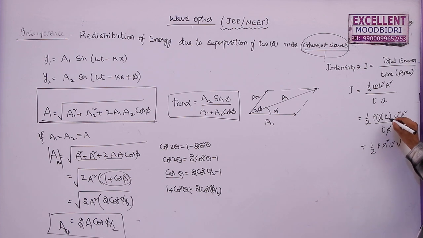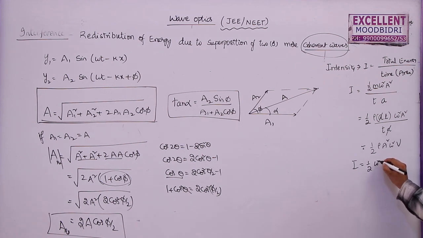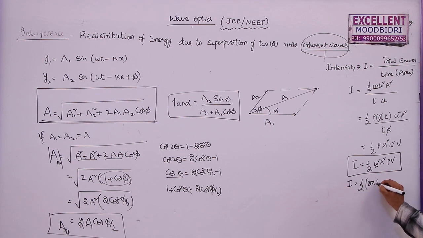Distance by time is equal to velocity. So intensity of a wave is given by half omega square A square rho v. So this is the equation. But omega can be written as 2 pi f. So intensity of a wave can also be written as half into 2 pi f whole square into rho v into A square.